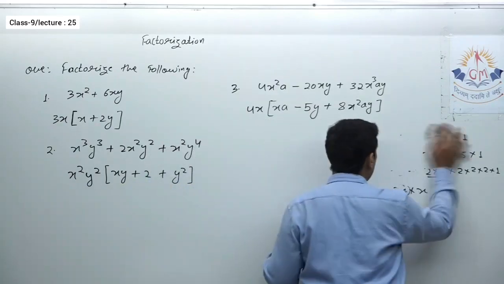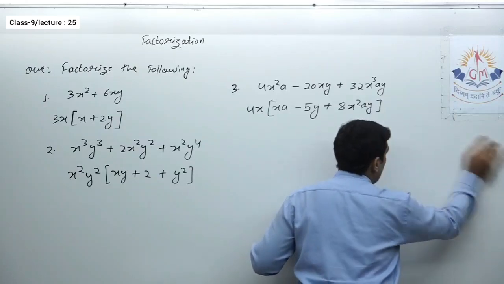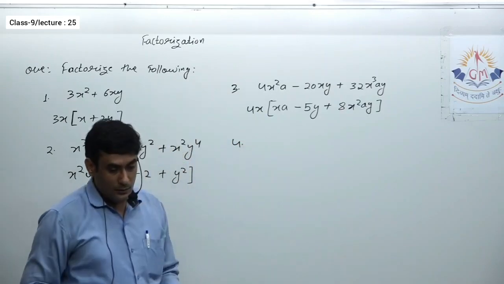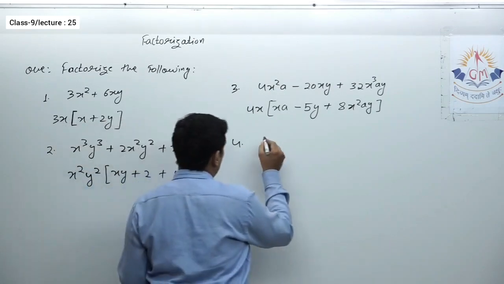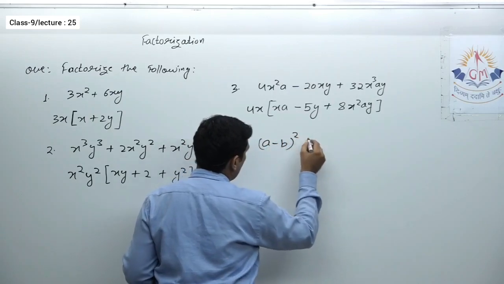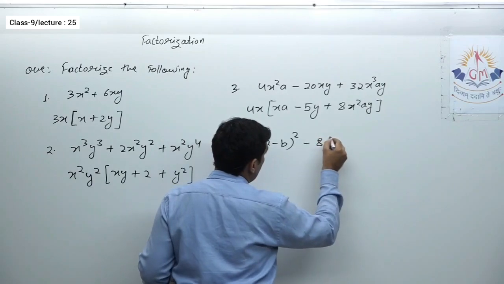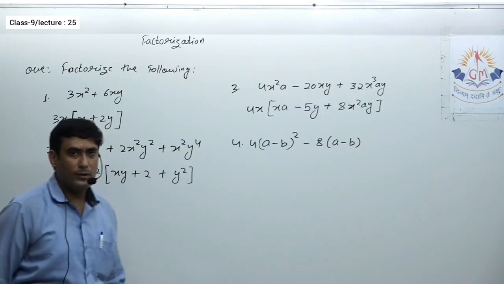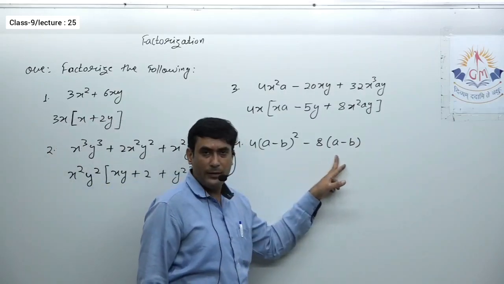Okay, so we'll see one more question related to this, that means this simplest one, and then we'll come to the questions that are given in your book. Now here, suppose I'm taking a little bit extended version: 4(a minus b) whole square minus 8 into (a minus b).